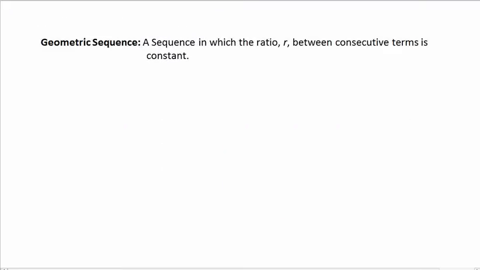A geometric sequence is a sequence in which the ratio between consecutive terms is constant. In an arithmetic sequence, we're adding a constant difference between the terms. In a geometric sequence, we're multiplying or dividing by the same number to get from one term to the next. And that number that we're going to multiply by is the constant ratio. We're going to call it R.